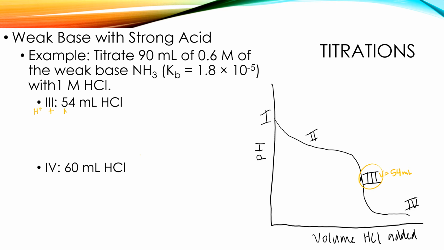So H plus NH3 created my ammonium, and I have 1 molar and I have 0.054 liters. For ammonia, I have 0.6 molar and 0.09 liters. So that gives me 0.054 moles and 0.054 moles, which, duh, what I expect, because at equivalence point, moles of acid equal moles of base.